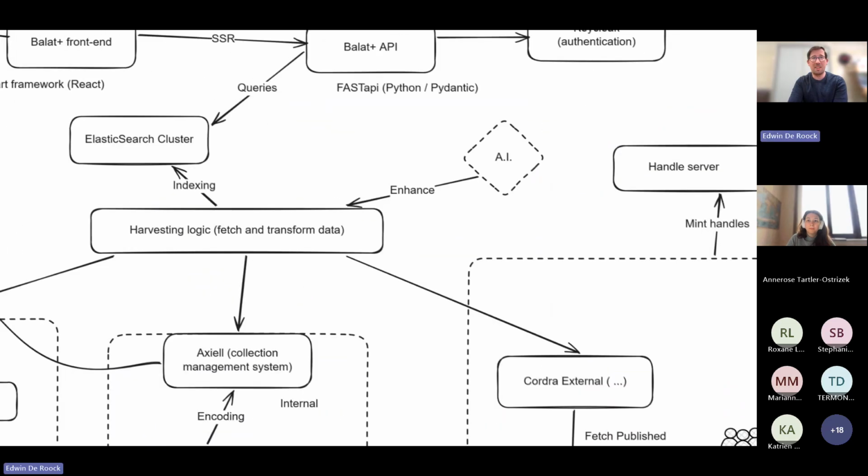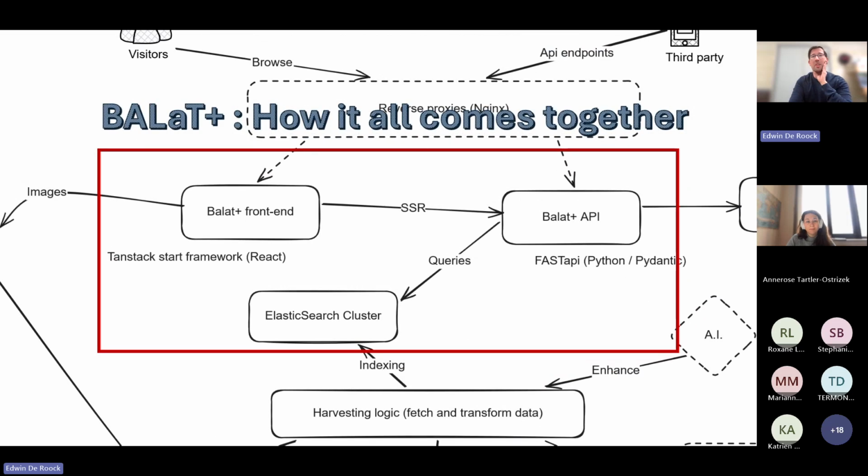So basically, once we're done harvesting from these three sources and any future ones possibly, it all comes together into an Elasticsearch cluster on which an API is built, and then a front end is built upon.